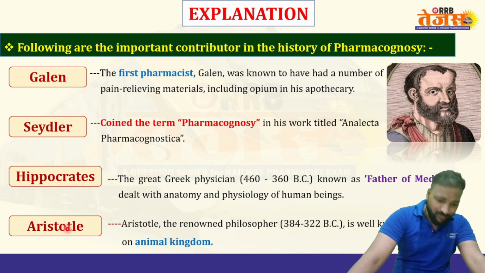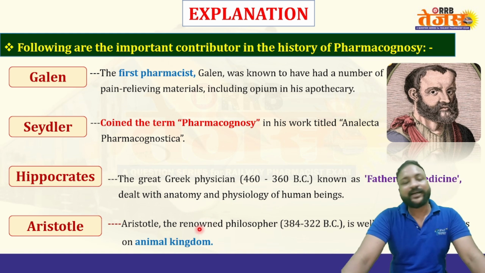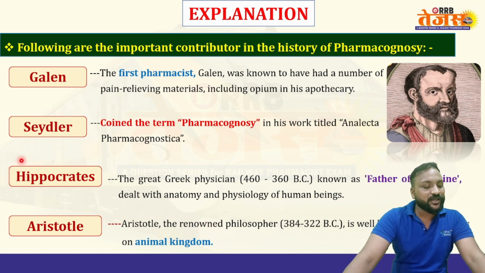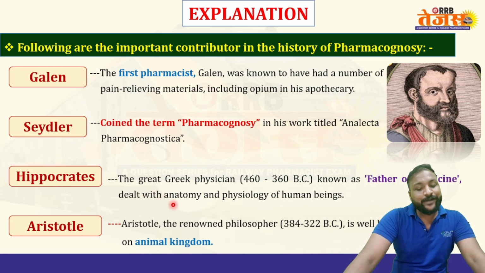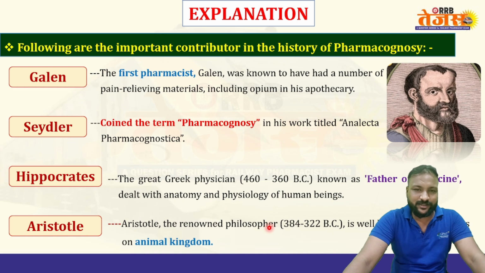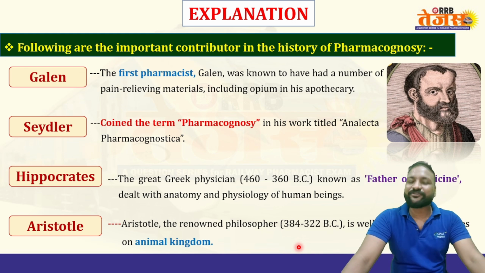A. Clear? Yes. And Hippocrates, I'll give you one more hint here. H refers to Hippocrates, and also H refers to human beings. Hippocrates has prepared medicine for the anatomy. He becomes the father of medicine because he dealt with anatomy and physiology of human beings. So he had prepared medicine for human beings. That's the reason he is known to be the father of medicine.